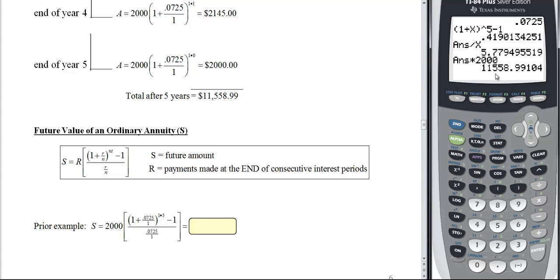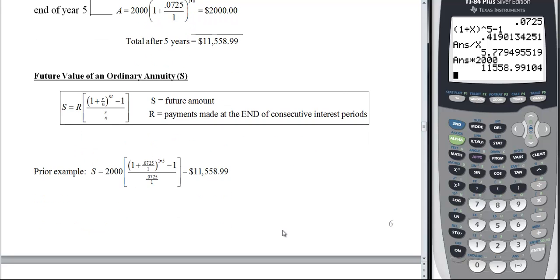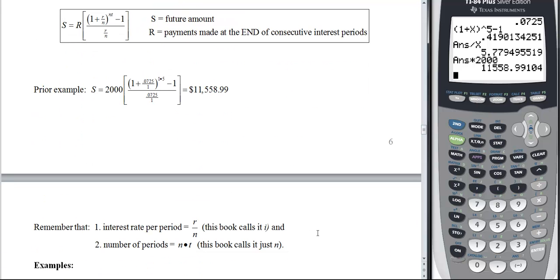And if you'll notice that, that matches up nicely. Let me move my little boxy thing. Saves a lot of time. And a lot of this stuff we already knew. R is payments, though, and S is my future amount. And think about a series of equal payments. Let's see what I've got.